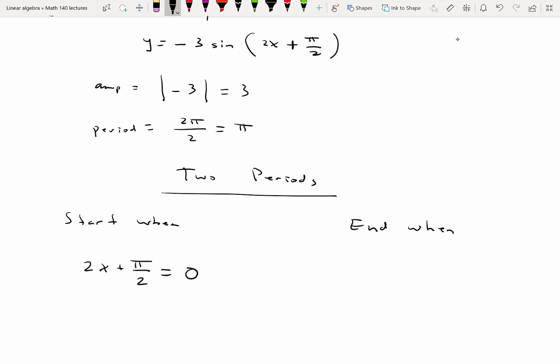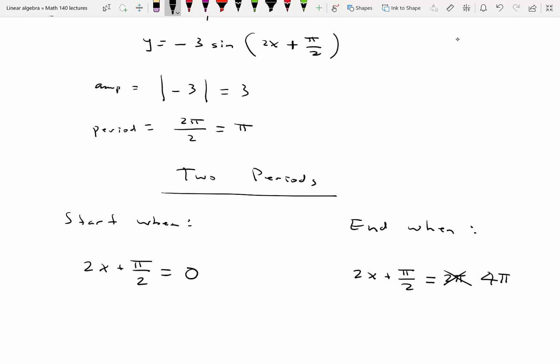Okay, and do the same thing I did in the previous example. That same two periods, the two periods are going to end when, well, if it was one period, I would end the graph when the angle's 2 pi. Okay, but it's not one period. It's two periods. So I set the angle 2x plus pi over 2 equal to 4 pi. So if you want to graph one period, set the angle equal to 0, then set the angle equal to 2 pi, and then solve for the new x values.